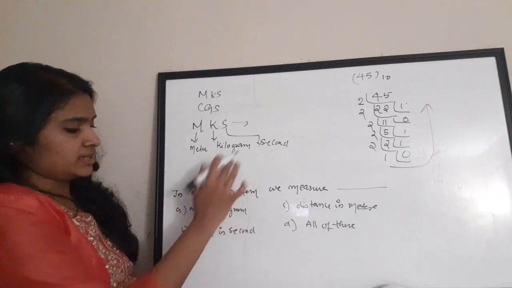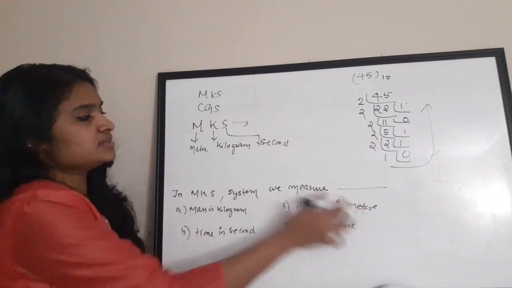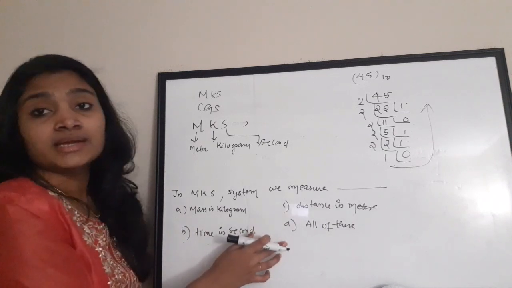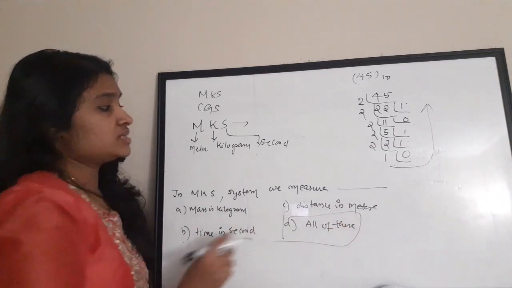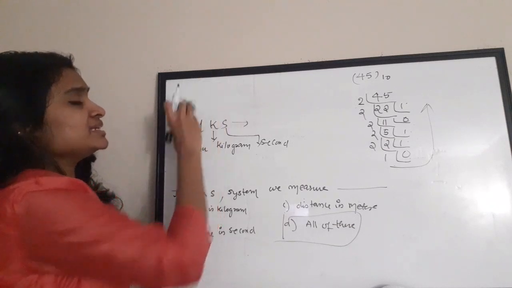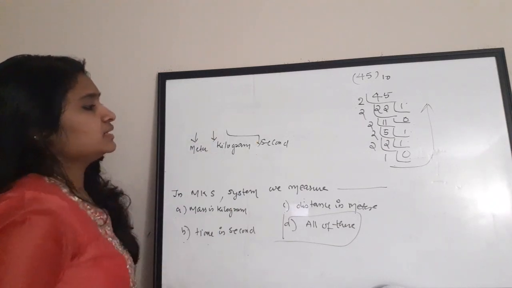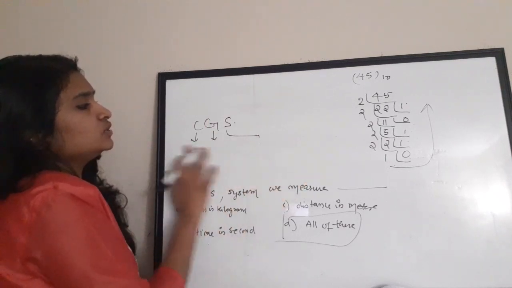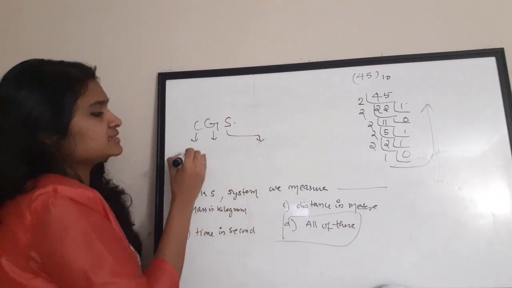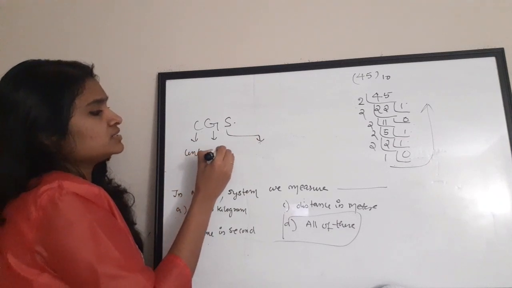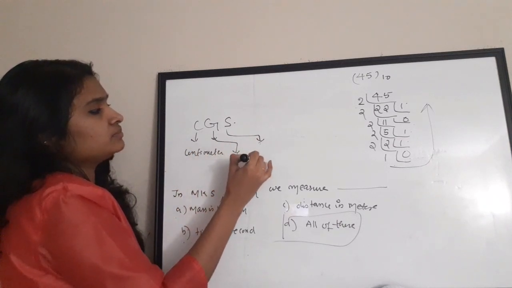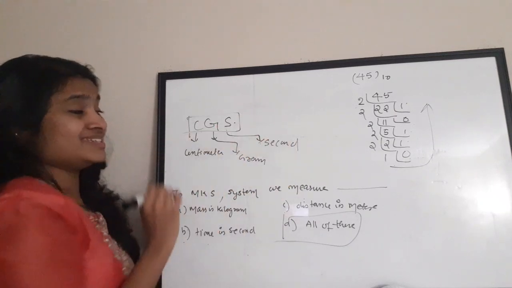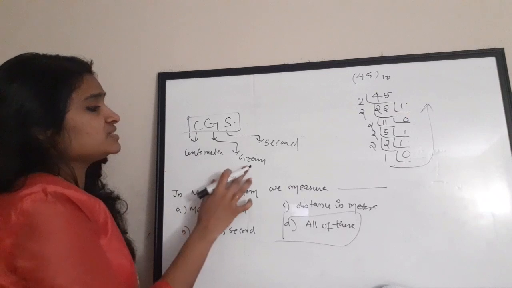Mass in kilogram, correct. Time in second, correct. Distance in meter, correct. So that is the MKS system. The correct answer here is option D, which is all of this. Now, if the question was CGS, then you have to change it: C is centimeter, G is gram, S is second. So if the question is for CGS, you have to answer centimeter, gram and second.